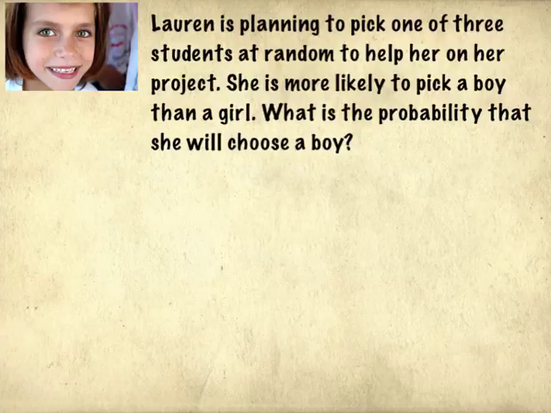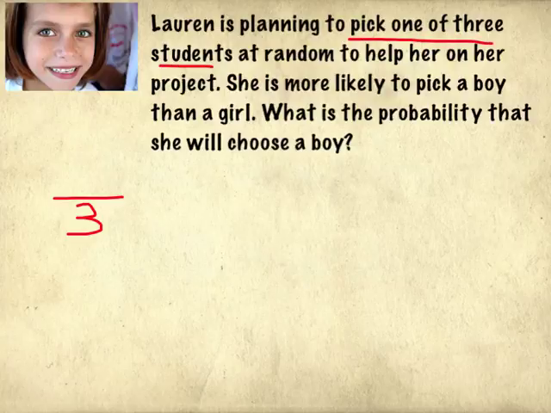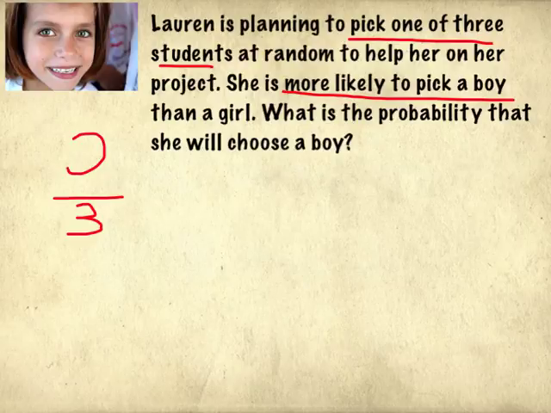So whenever I'm expressing probability, I'm going to use a fraction between 0 and 1. My denominator is going to be my number of choices, which is 3, because it tells me she's picking one of 3 students. And I know she's more likely to pick a boy. So there's only 3 kids. So if she's more likely to pick a boy, the probability must be 2 out of 3. The only other choice would be 1 out of 3, and that would make her less likely.